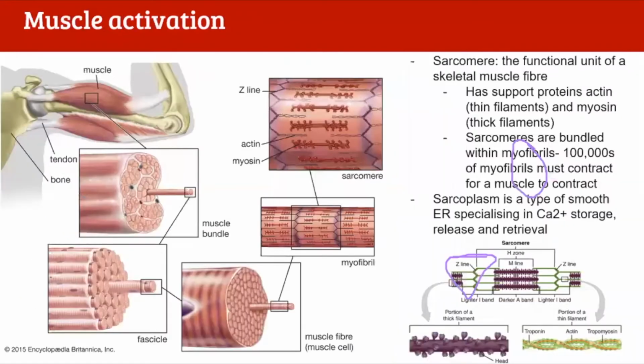So muscle activation, again, starting out from big, you've got your skeletal muscle here. So say, for example, your bicep. You've got the tendon connecting it to the bone here.